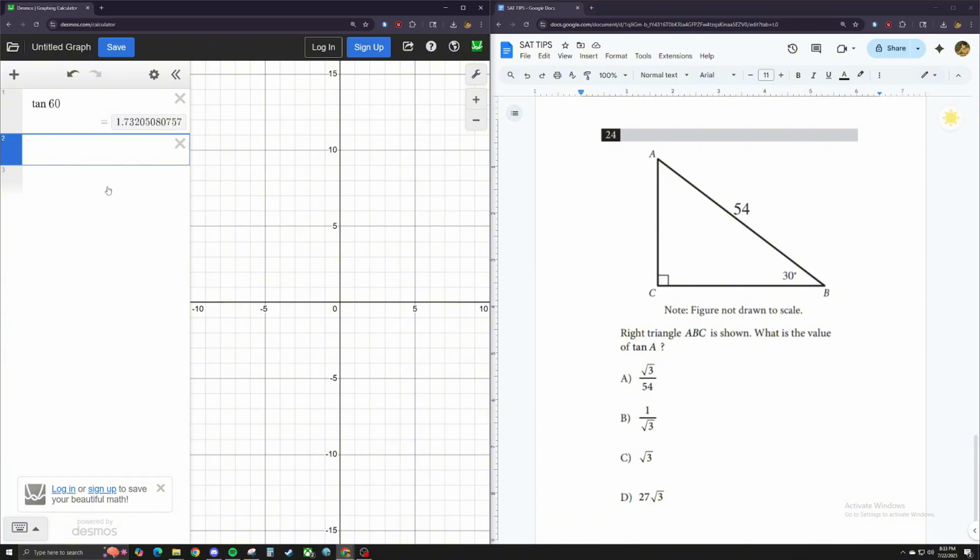Well, that's not an answer choice. But if you just brute force it, because Desmos is a calculator, you just type in what is the square root of 3? 1.73. And you just go through every answer choice, and that's it. There's no need to actually find what is AC and what is CB.